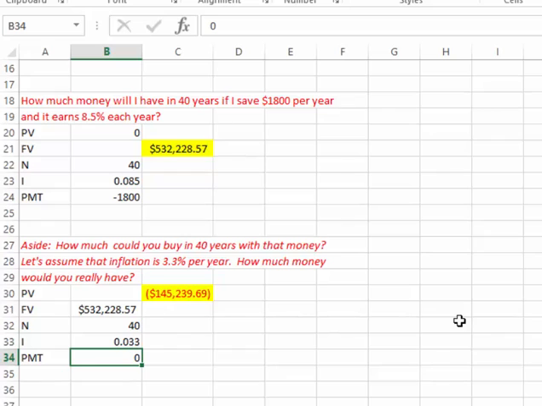Now there's no interim payments. All right, there's no regularly occurring investments along the way. I'm just asking the question, this lump sum, if I had a lump sum in 40 years of $532,000, and those dollars, by the way, are worth less than they are now because of inflation, how much is it really worth in today's money? And the answer is $145,239. The purchasing power of my $500,000 40 years from now, I would really only be able to buy stuff that's worth $145,000 in today's money.